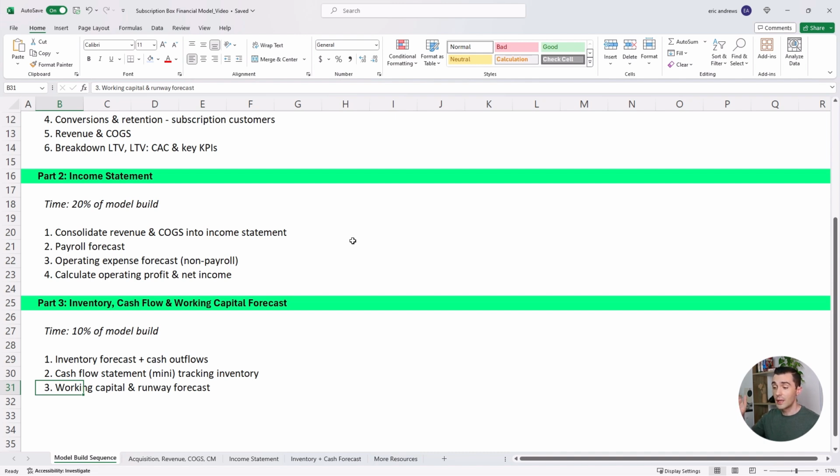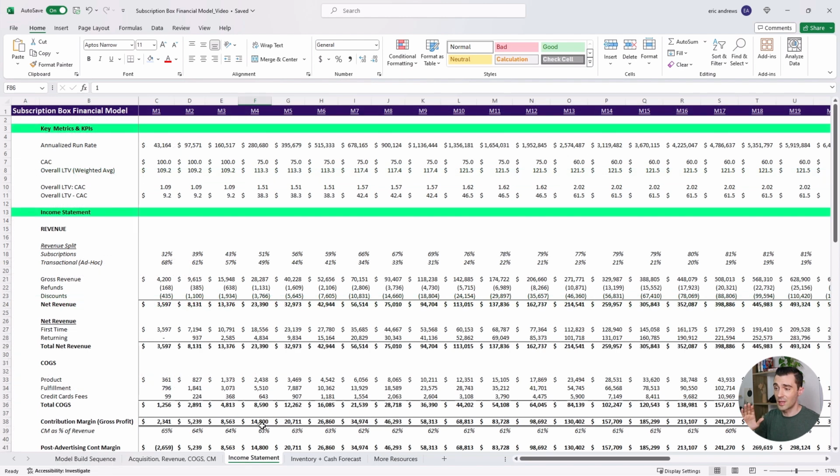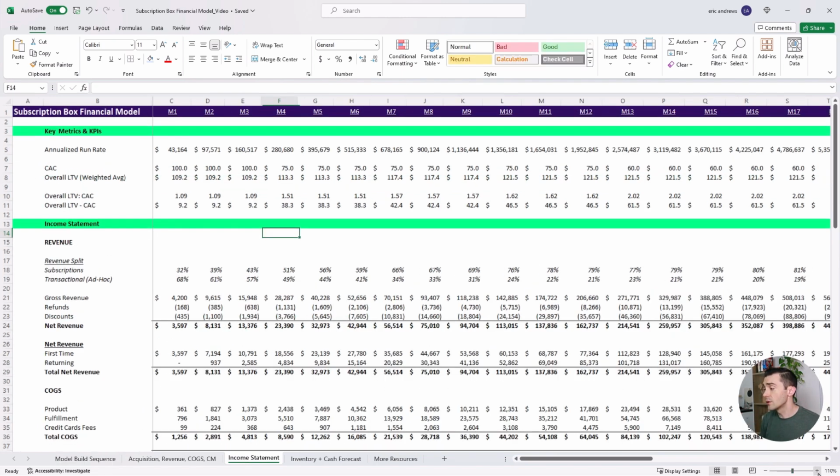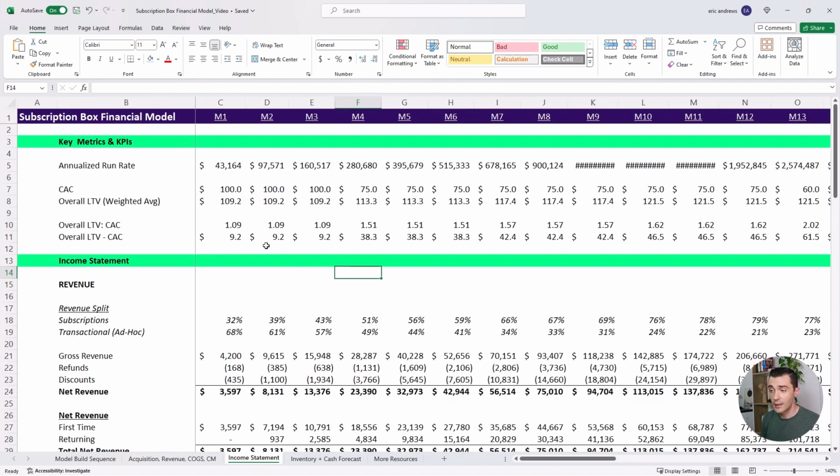Okay, so let's dive straight into part 2, which is the income statement. So let me show you how to do this here. You'll see a lot of data already. This is data that we covered in part 1. So first off, here are the key metrics and KPIs that I would report out if I was running a subscription box business. This is modeled after a supplements business.